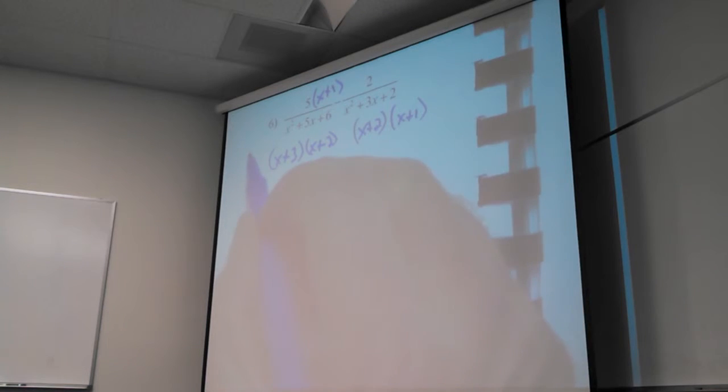The biggest mistake I see here is for some reason people cross through the x plus 2. They like cancel the x plus 2. I think I said this yesterday. That doesn't make any sense at all. Even if it was a times instead of a minus, they're both on the bottom. How would they cancel each other?